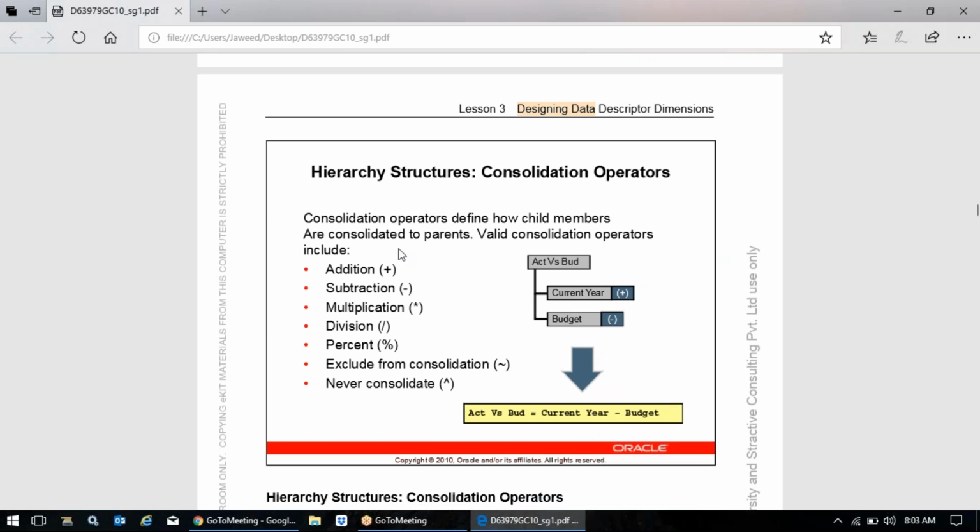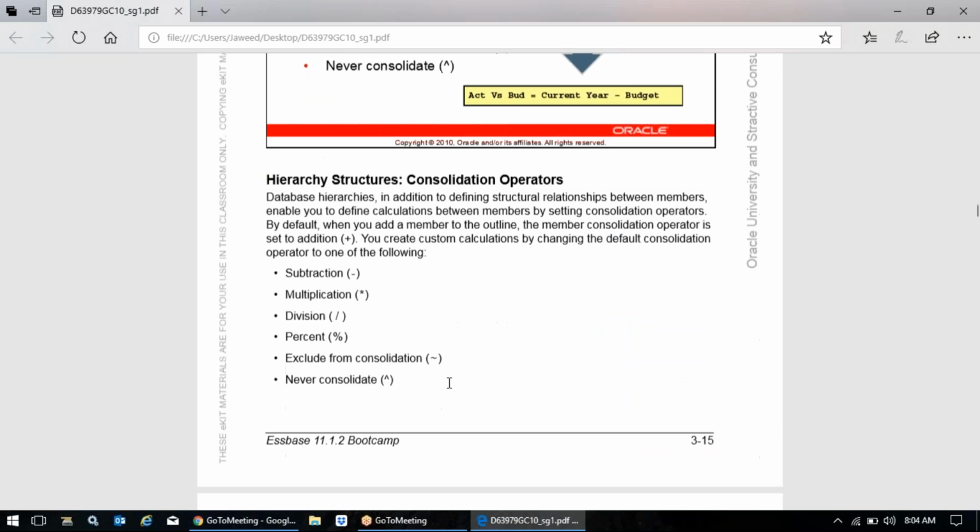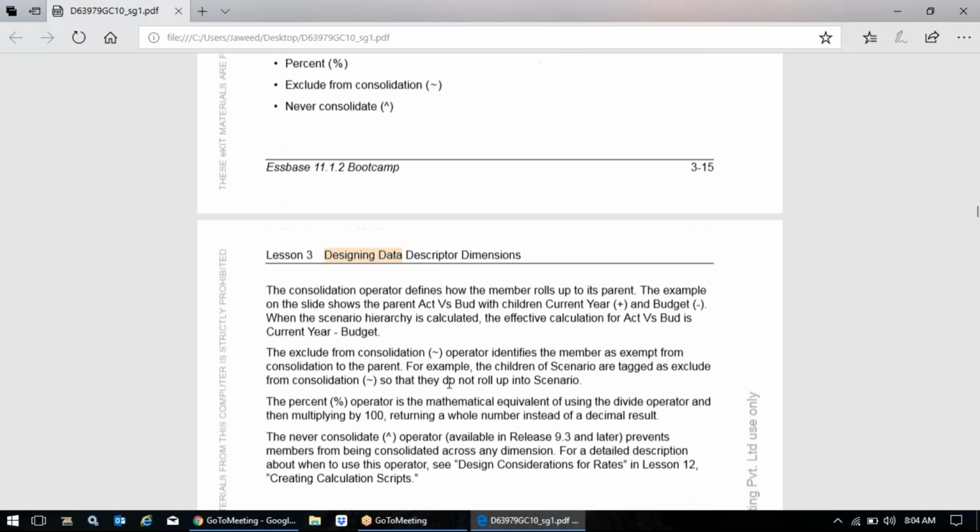Here, the hierarchy structures are listed as addition, subtraction, multiplication, division, percentage, and then this is basically the tilde, which means you ignore this particular member from the consolidation. And then this is the caret, which means you never consolidate it at all. You don't consolidate. You'll have lots of examples here.